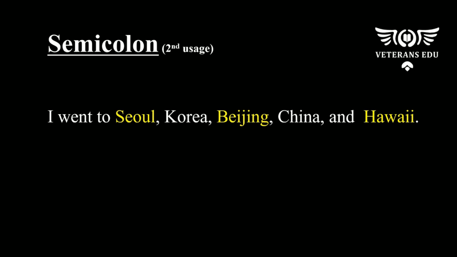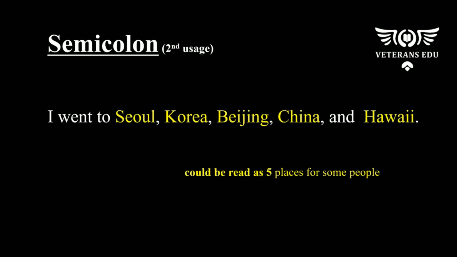However, for some people, it could be read as 5 places. For example, I could have visited a place called Seoul, a place called Korea, a place called Beijing, a place called China, and a place called Hawaii, because I'm not interested in traveling or geographic locations, right? And that's perfectly fine. However, as a writer, it is important that you clarify the exact number of places.